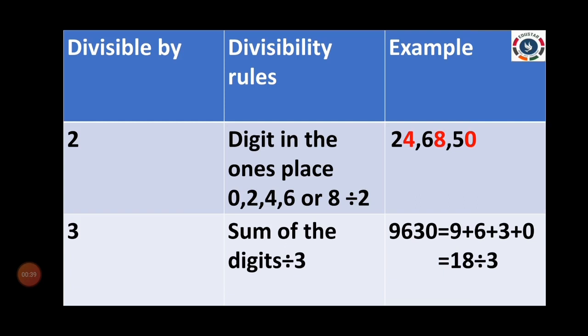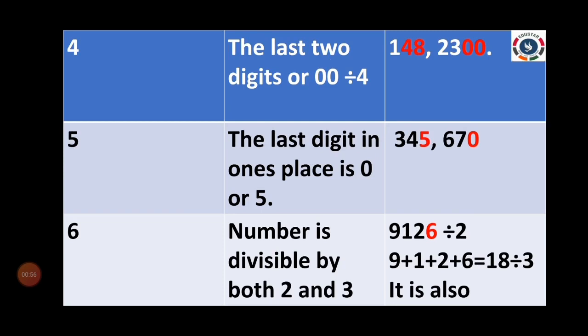And 3, sum of the digits is divisible by 3. So 9630 is given that. If you add all those digits, you will get 18. So 18 is multiple of 3. So it is divisible by 3 also. Then 4, the last two digits or two zeros are present in that, it is divisible by 4. 148, 2300. 48, that is divisible by 4. Okay, last two zeros are there, so that is also divisible by 4.